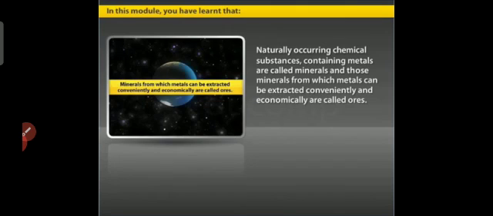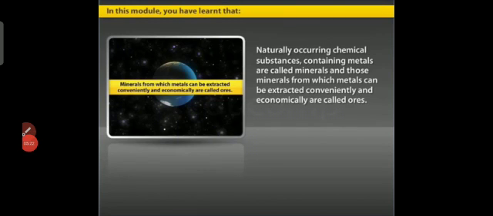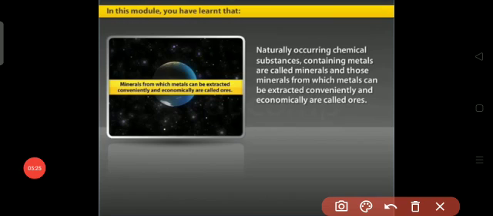Naturally occurring chemical substances containing metals are called minerals, and those minerals from which metals can be extracted conveniently and economically are called ores. Please write this definition in your textbook. Naturally occurring chemical substances containing metals are called minerals, and those minerals from which metals are extracted conveniently are called ores.